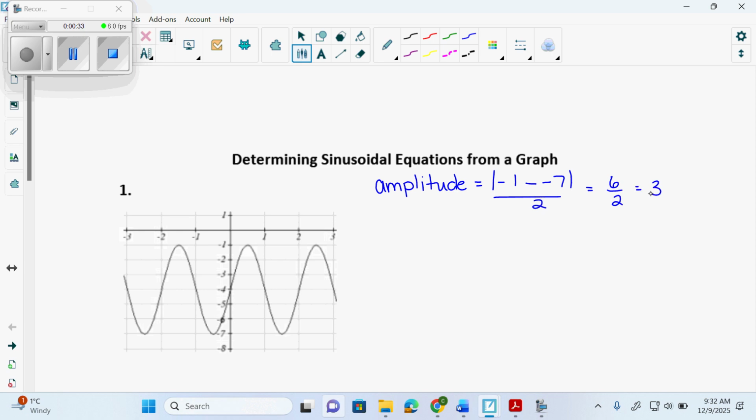Or what else could I do? I could count it. It's half the vertical distance. 1, 2, 3, 4, 5, 6. Half of that is 3. Yeah? That gives me the A of every single one of my equations.